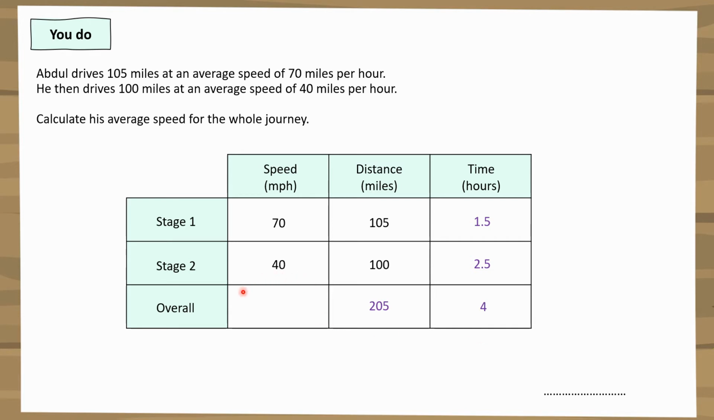Now I can work out the speed for the overall journey. So speed is distance divided by time. So I'm going to do 205 divided by 4, which is 51.25. So it was 51.25 miles per hour.